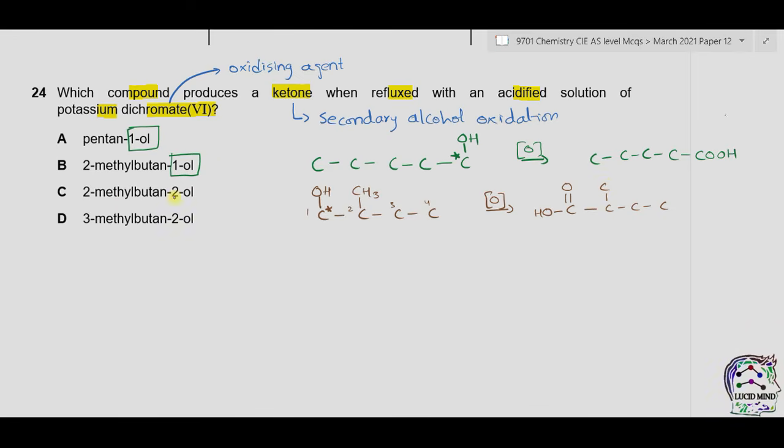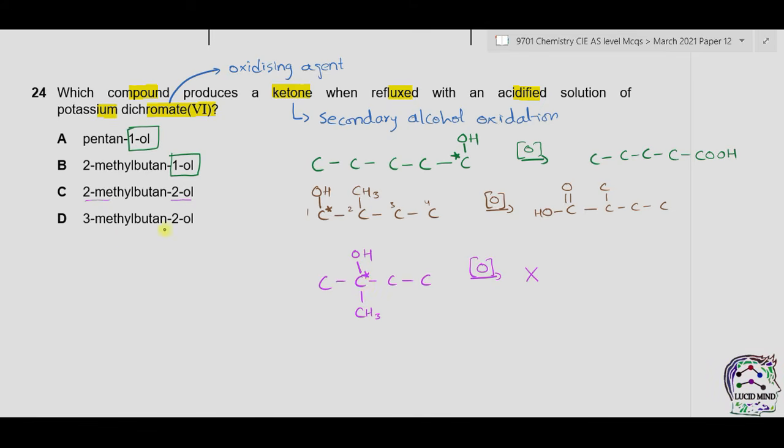Third one is 2-methylbutan-2-ol. We have 4 carbon atoms as it is butane. On the second carbon we have a methyl group, and on the second carbon we also have the alcohol functional group. Now we can see that in this structure OH is attached to this carbon atom, which is directly attached with 3 other carbon atoms, so this is a tertiary alcohol. And tertiary alcohol cannot be further oxidized because this carbon does not have any hydrogen atoms attached to it.